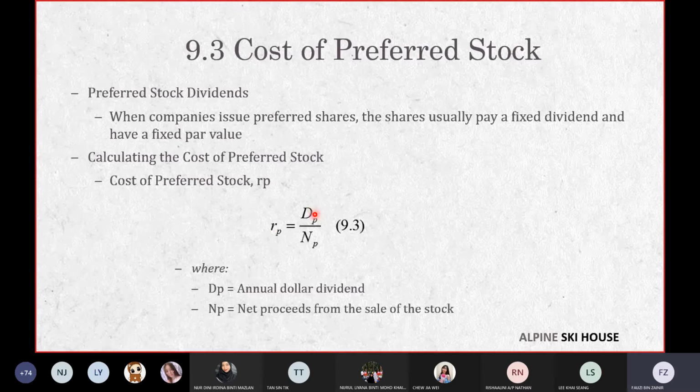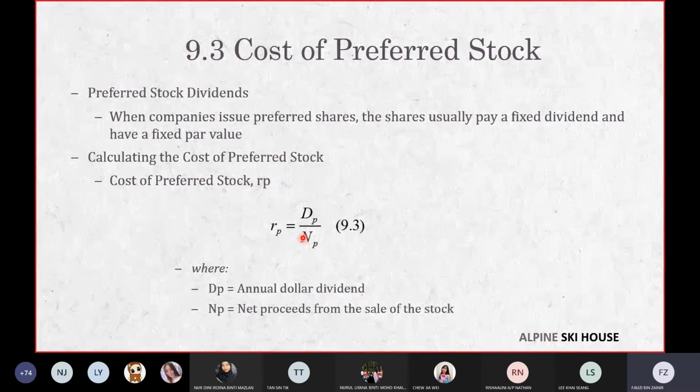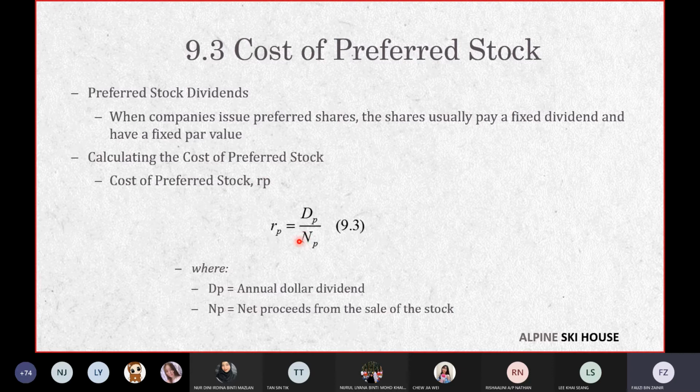D is the dividend. So if you were to invest in the preferred stocks, the dividend you're going to receive is the same throughout the year, divided by P. P is the price of the preferred stock. It's going to be the same throughout the years also. But here P is being substituted by N. So what does N stand for? Net proceeds from the sale of the stock. So whatever stock price you sell at, you have to incur all the costs. So you're looking at the net effect after you minus the cost.